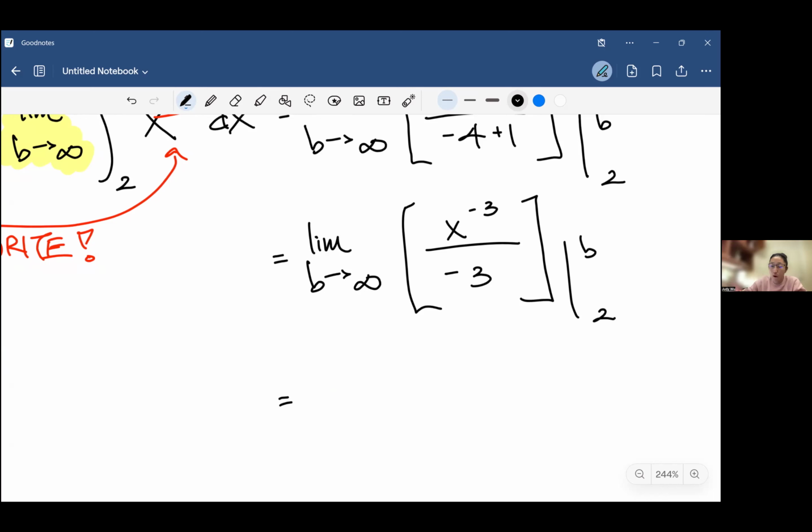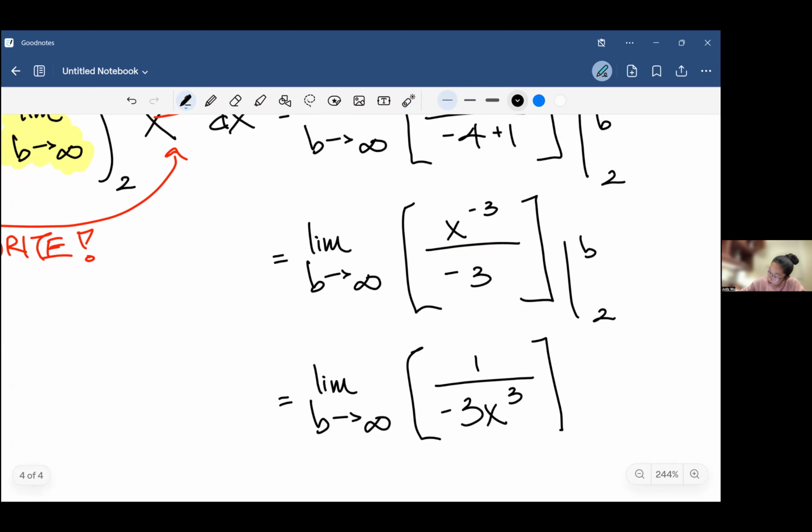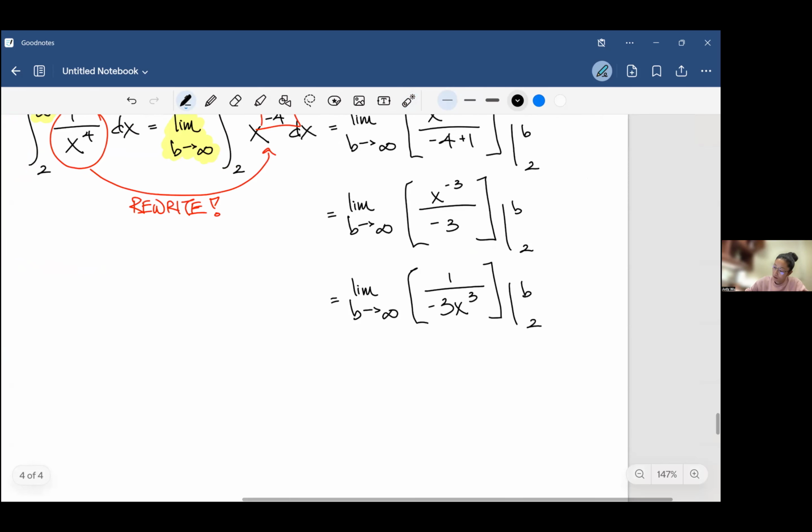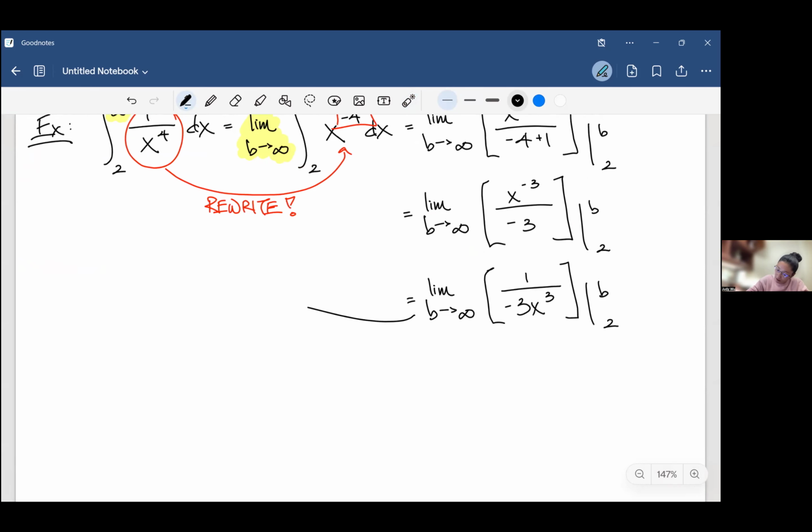And let's take one more step where we put this x to the -3 on the bottom, so it'll be a little bit easier for us to plug in our bound. Right? The limit as b approaches infinity of 1 over -3x to the third. And I'm going to plug in b, and I'm going to plug in 2. All right, let's bring this over here.